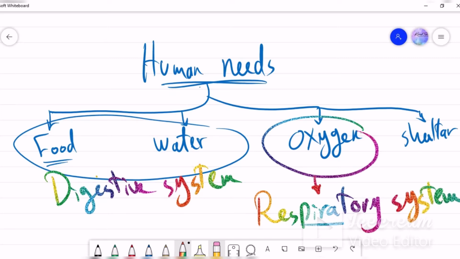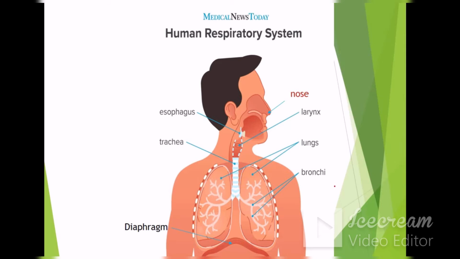Respiratory system. We use this system to breathe, to get oxygen and get out carbon dioxide. Let's talk more about the respiratory system parts, or the respiratory system organs.